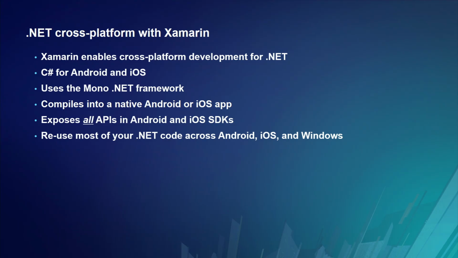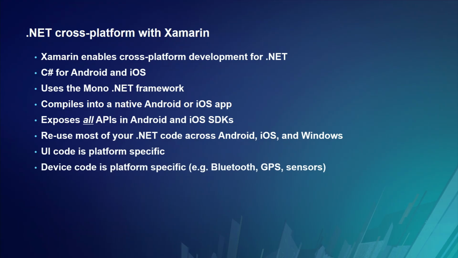The really great benefit of Xamarin and .NET is that it allows you to reuse almost all of your .NET code across Android, iOS, and Windows. So the code that you're writing in C# using .NET types is able to run across Android, iOS, and Windows. You then will need to think about UI code that is platform specific. So you'll have projects that target specific platforms, and you'll need to think about the UI specifics on those.